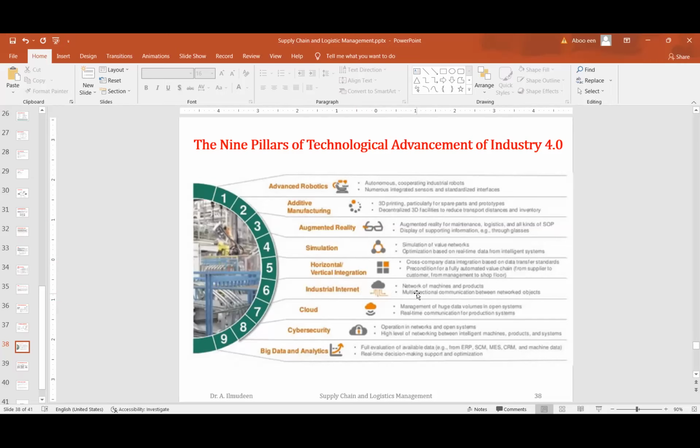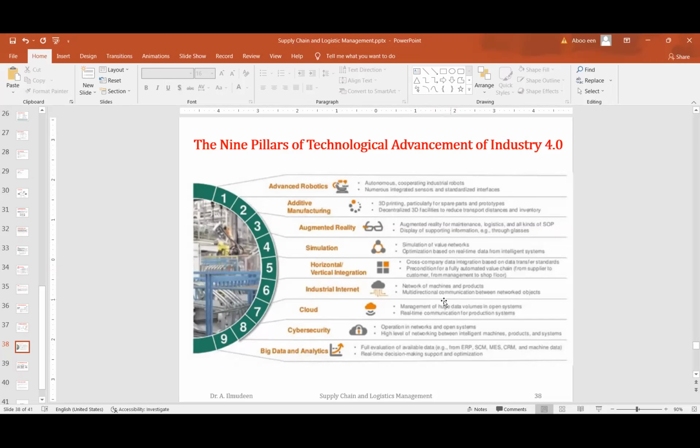Horizontal and vertical integration: cross-company data integration based on data transfer standards, preconditions for a fully automated value chain from suppliers to customers, from management to the shop floor. So with horizontal and vertical integration, customers', suppliers', companies', and departments' data and information can be matched, and they can get ideas and hidden information to increase their sales, increase their market size, and find customers. So for better business decision making, they may use this horizontal and vertical integration of data.